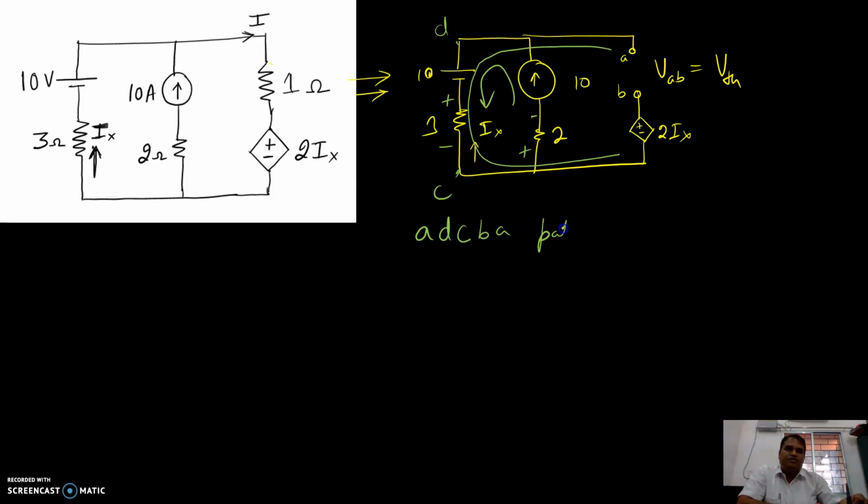In this path, you apply the KVL, and by applying the KVL we can write: minus VAB plus, this one is 10, this one is 3 into 10, the current flowing from this, and then you have minus of 2Ix is equal to 0.